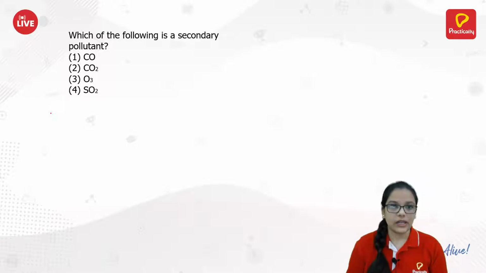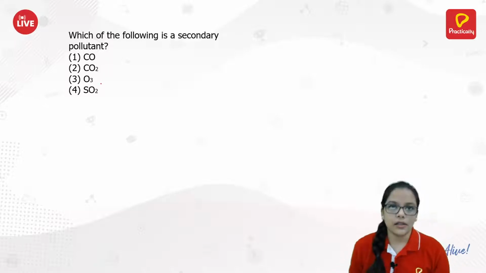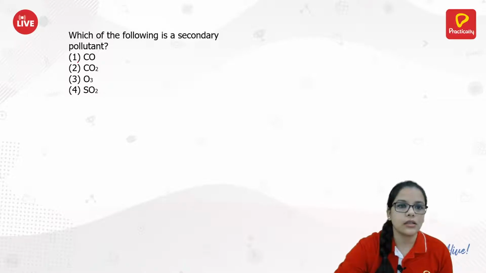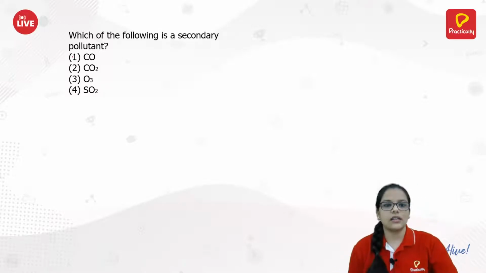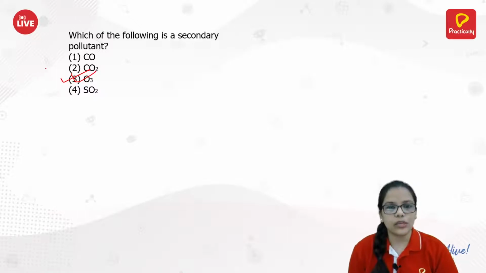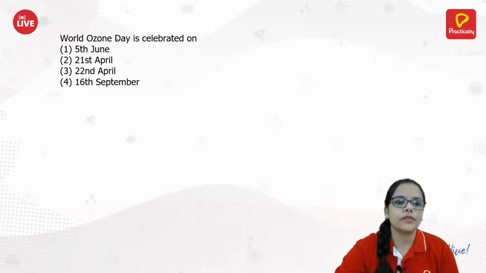Okay, so next, we don't have a lot of time. Which of the following is a secondary pollutant? Carbon monoxide, carbon dioxide, ozone, and sulfur dioxide. Carbon monoxide, carbon dioxide, and sulfur dioxide are not secondary pollutants. Ozone is. Ozone reacts with something and only then becomes a pollutant. The answer is ozone.